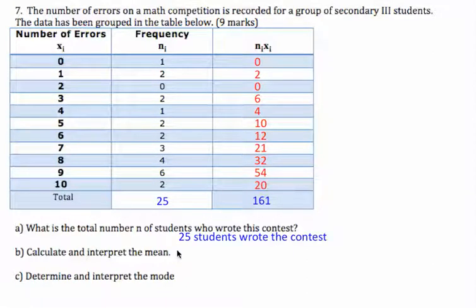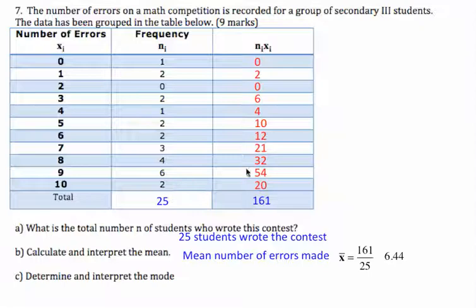Calculate and interpret the mean. So the mean number of errors per person. There are 161 errors made by 25 people, so the mean number of errors is 161 divided by 25. On average, each person made about 6.44 errors. Not this person, they made no errors, and this person made 10 errors, but on average, each person made about 6.44 errors, even though it's impossible to make 0.44 errors.